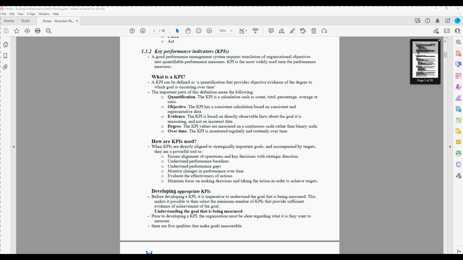And then finally, over time. We need to be able to measure this over time to be able to see trends. We need to know that trend because we need to know whether it's improving, whether it's getting worse, whether it's staying flat, whether it's better than before, and etc.